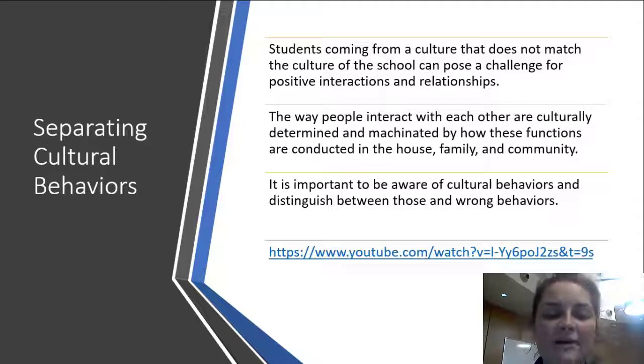Separating cultural behaviors also has to do with knowing that the way people interact with each other is culturally determined and machinated by how these functions are conducted in the house, in the family, and in the community. It is important to be aware of cultural behaviors and distinguish between those and flat out wrong behaviors. So you need to know when a student is doing a behavior that they think is culturally okay versus when a student is doing a behavior that everyone knows is inappropriate.